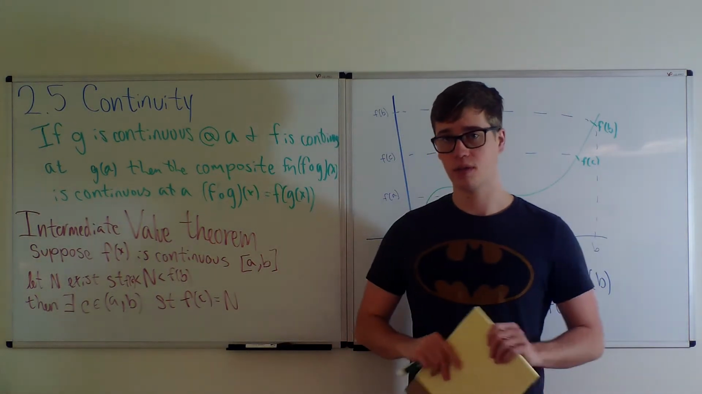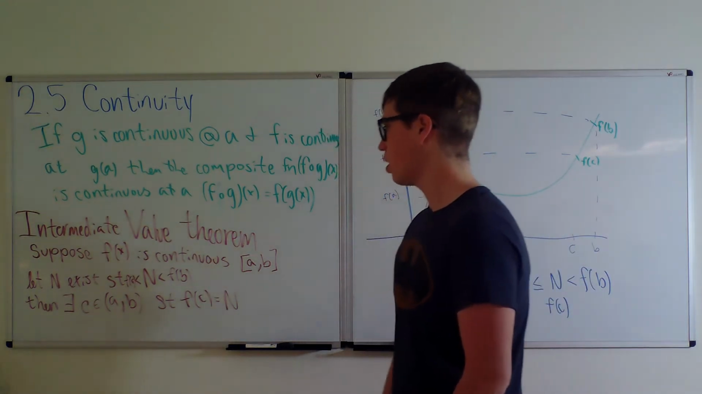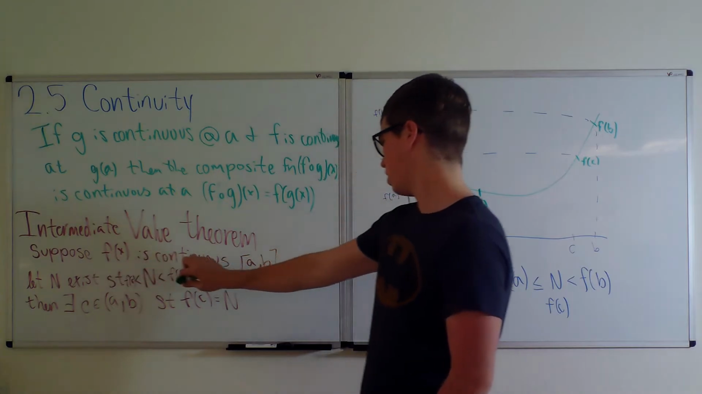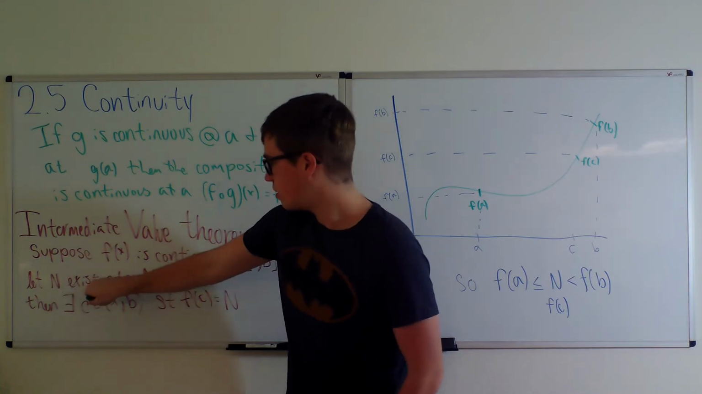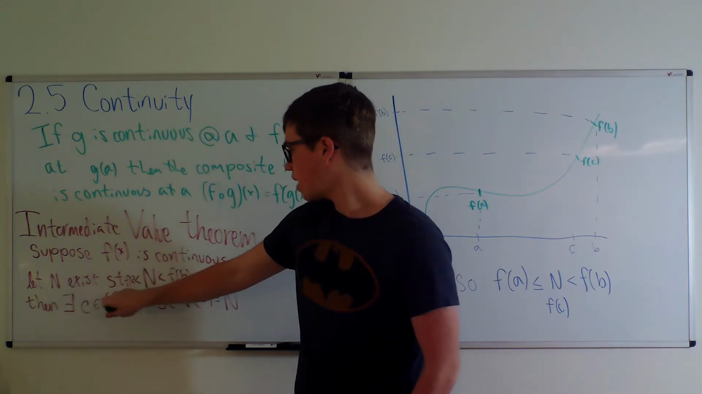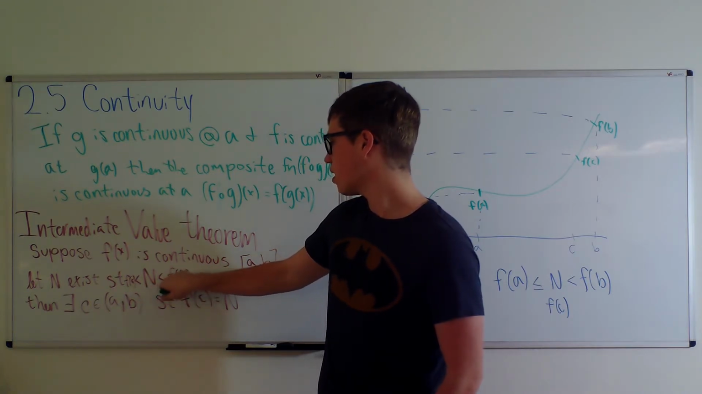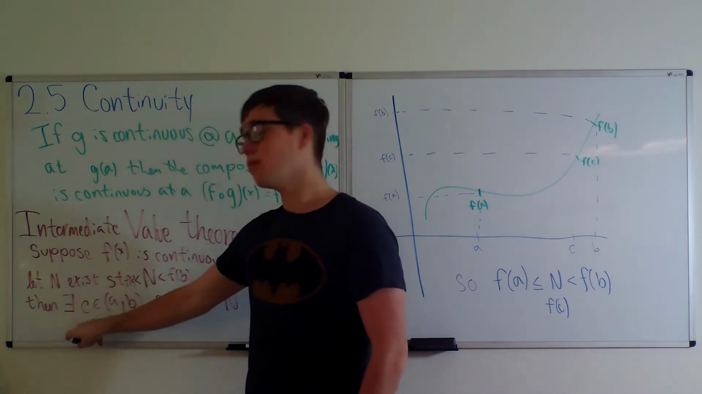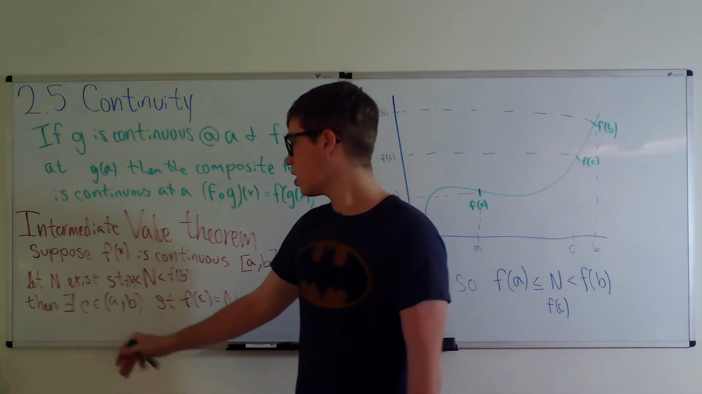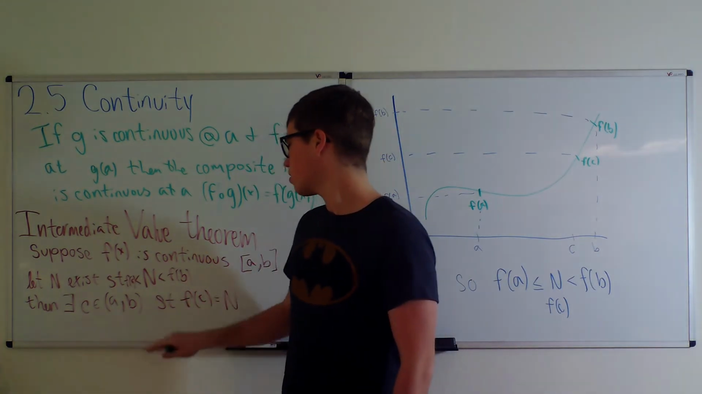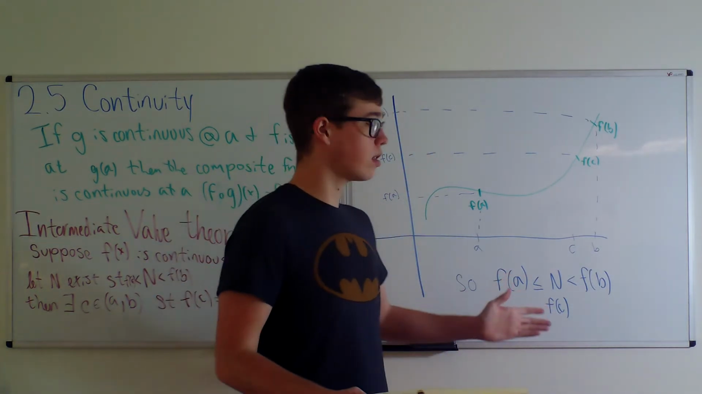Alright, now on to the last theorem. This one's actually incredibly important. This one is called the intermediate value theorem. So, suppose f of x is continuous on an interval from a to b. And then let n exist such that f of a is less than n, which is less than f of b. Then there exists some c in a and b such that f of c equals n. So what does this even mean?